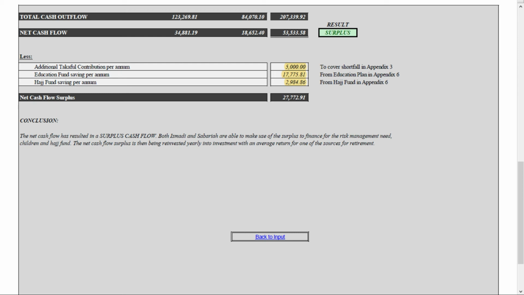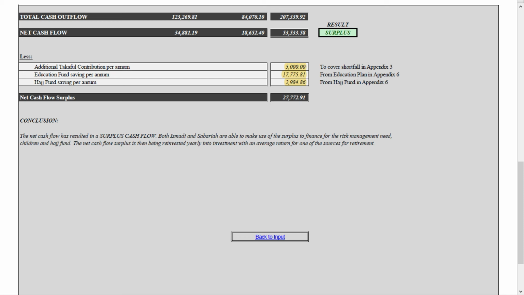Only if there's a surplus can we use the surplus to finance the additional takaful coverage, education fund, and also hibah fund, whose values, as you see, I highlighted in yellow. At the moment we don't have them yet, because we haven't calculated the risk management and needs analysis. We haven't calculated the education fund and hibah fund, so at this moment it's empty.